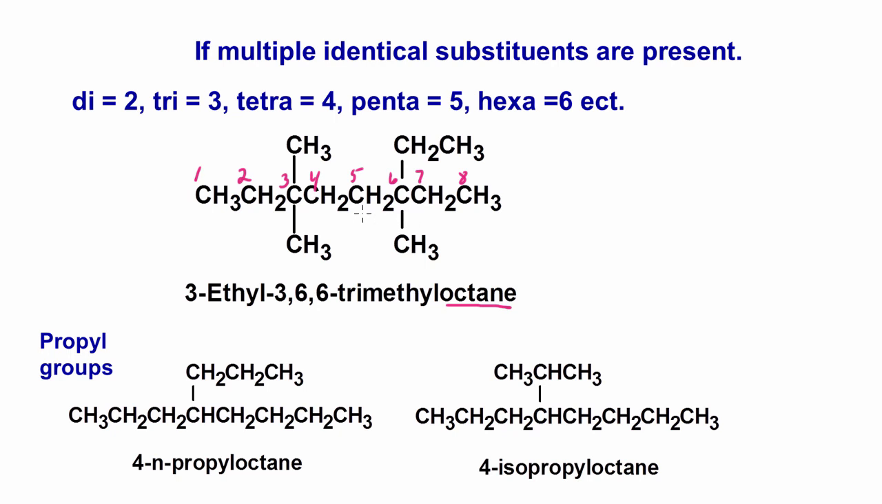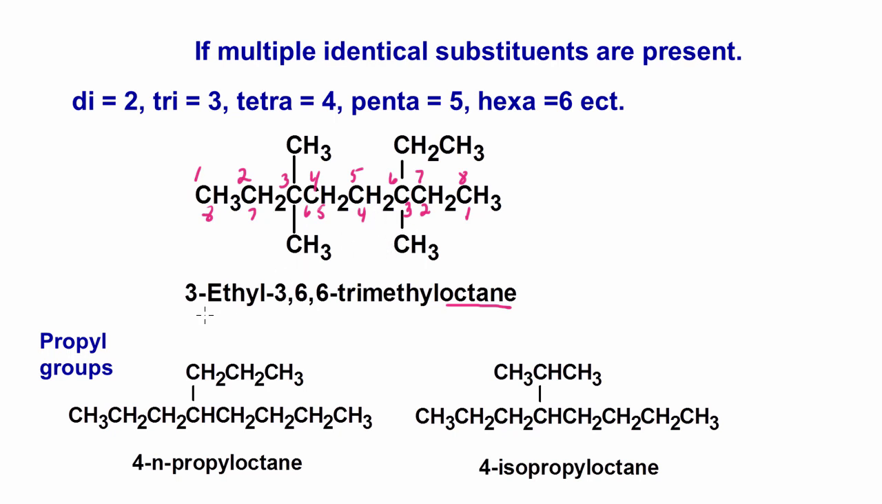Well, in this case here, I could also number them this way, where I have 1, 2, 3, 4, 5, 6, 7, 8. And this way, this would give me an ethyl group and a methyl group on carbon 3, and 2 methyl groups on carbon number 6. So which way do I name this?